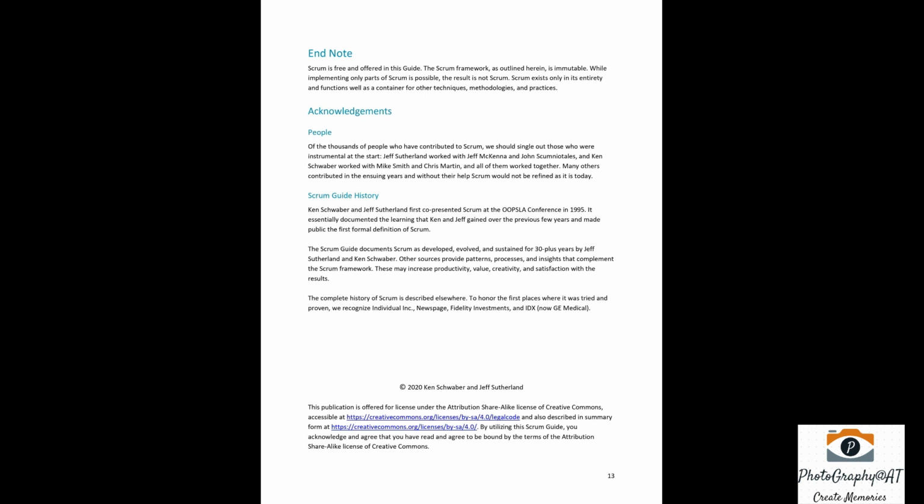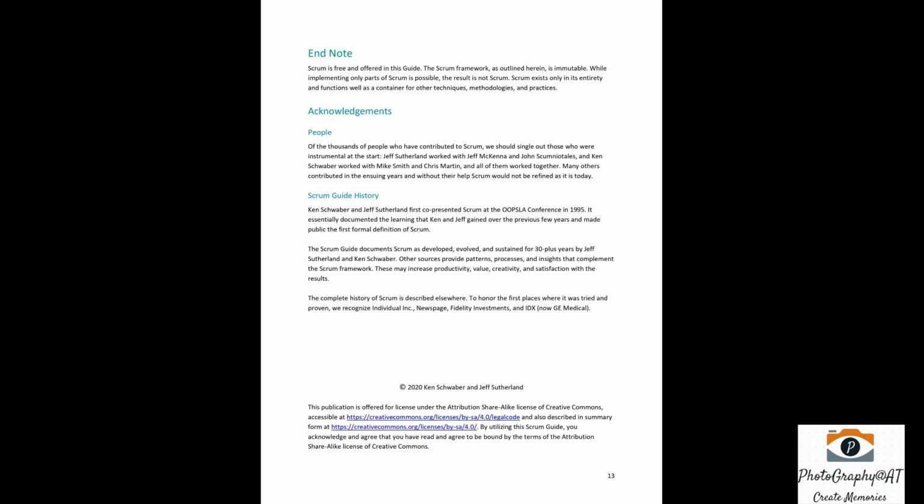Acknowledgements. People. Of the thousands of people who have contributed to Scrum, we should single out those who were instrumental at the start. Jeff Sutherland worked with Jeff McKenna and John Scumniotales, and Ken Schwaber worked with Mike Smith and Chris Martin, and all of them worked together. Many others contributed in the ensuing years, and without their help Scrum would not be refined as it is today.